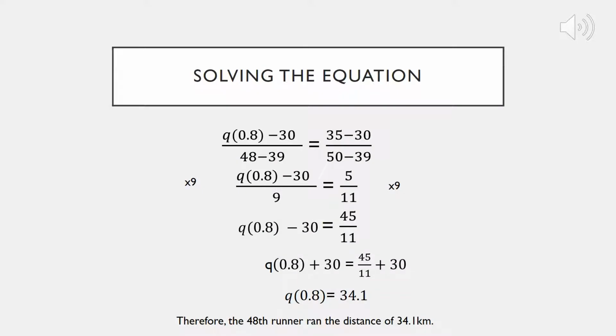To solve this, we will begin with the simple parts. Therefore, our equation will now read (Q(0.8) minus 30) divided by 9 is equal to 5 divided by 11. From this, we multiply both sides by 9 to get Q(0.8) minus 30 equals 45 divided by 11. Lastly, we add 30 to both sides of the equation and we get the final answer of Q(0.8) equals 34.1. Therefore, our 0.8 quantile, which was found to be the 48th runner, ran a total of 34.1 kilometers.